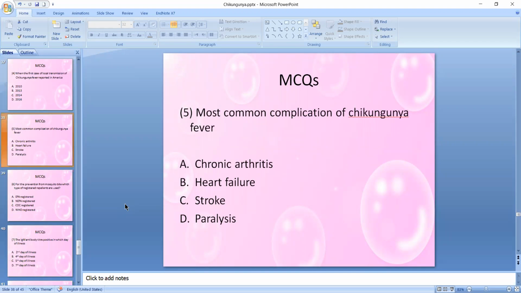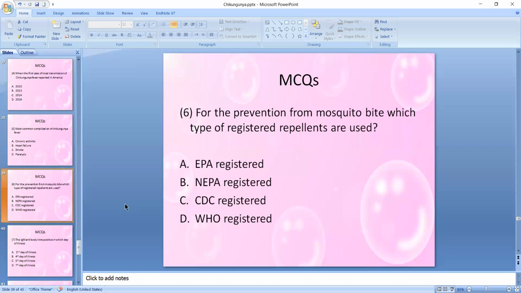The most common complication of chikungunya fever is: chronic arthritis, heart failure, stroke, or paralysis? A, chronic arthritis. For prevention from mosquito bites, which type of registered repellents are used? EPA registered. A, Environmental Protection Agency registered insect repellents are used.